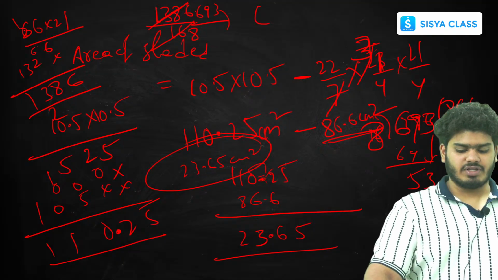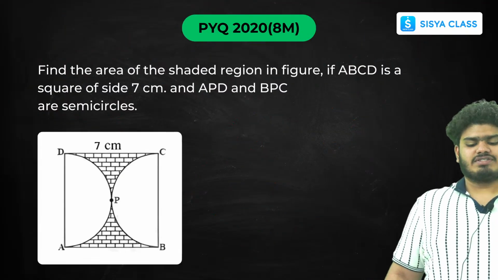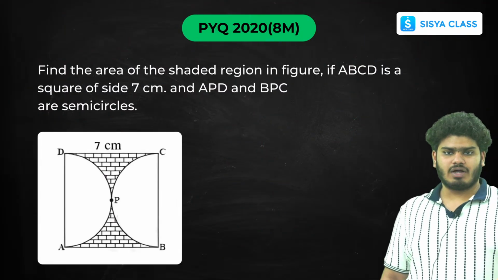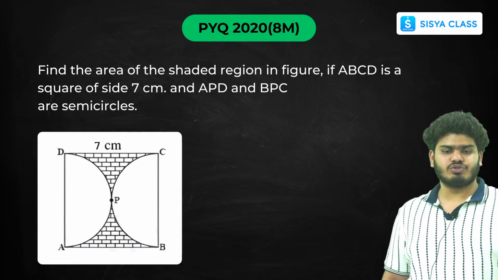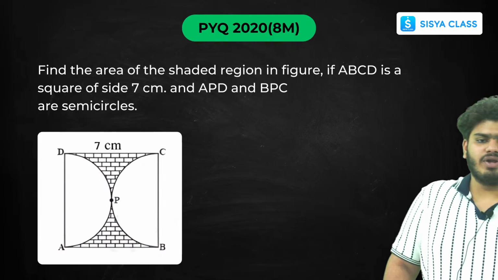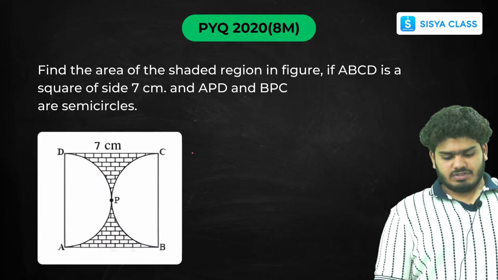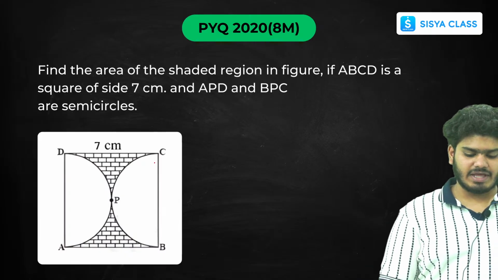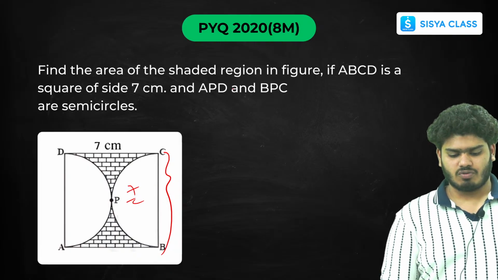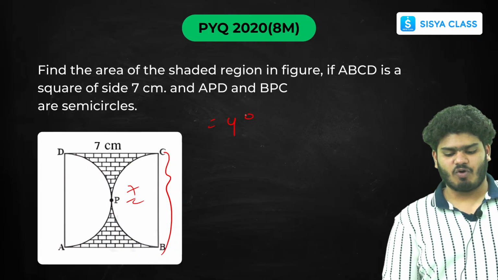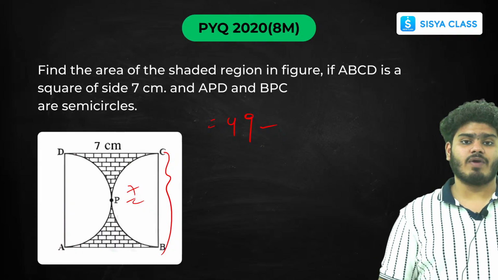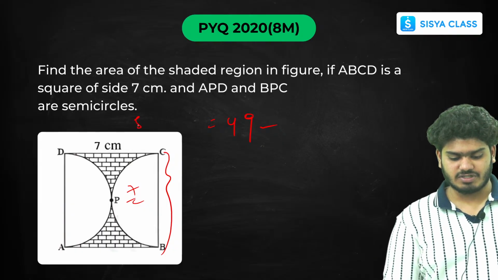Then let us go for the next question. See, the same type of question, but the length of a side has been changed to 7 centimeter from 10.5 centimeter. So we can clearly do it here only. See, again the same one, where the radius will be 3.5, right? Because 7 by 2 is 3.5. So 7 square is 49.